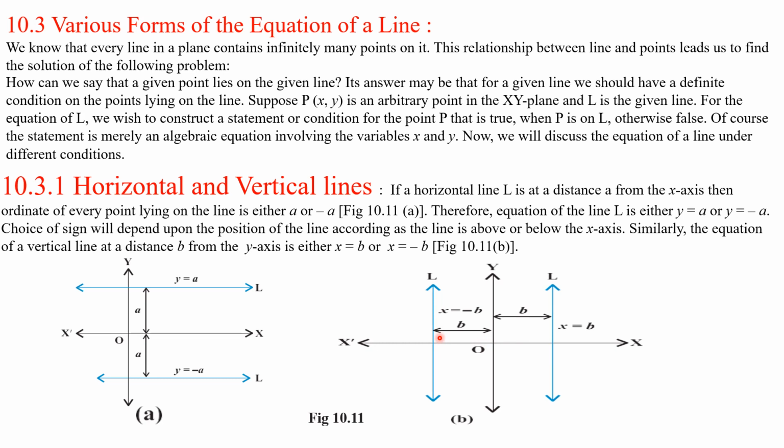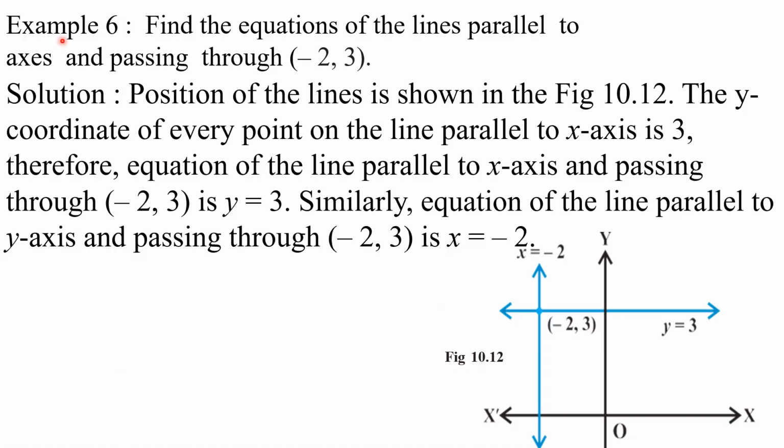Both are at a distance of b units from the y-axis, but this one is on the right side. So in this case, we take a positive number, x is equal to b. If it is on the left side of the y-axis, then we take x is equal to minus b. Understood these points, my dear children? Right. To understand this point well, let us take an example.